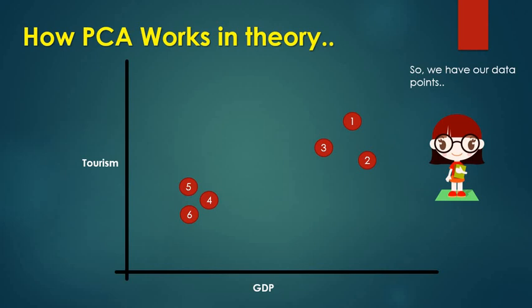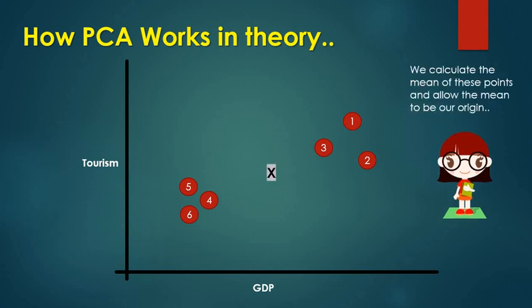So let's see how PCA works as an algorithm. The first step is that we have our data points. For starters, let's use an example of GDP and tourism only. We're going to plot our data only on a two-dimensional space, for clarity and simplicity's sake. Then we calculate the mean of these points and allow the mean to be our origin.